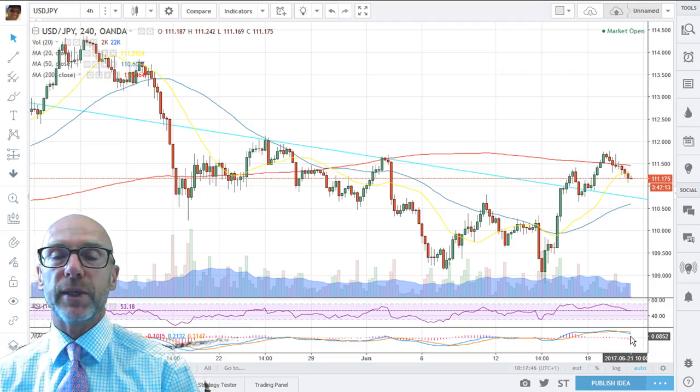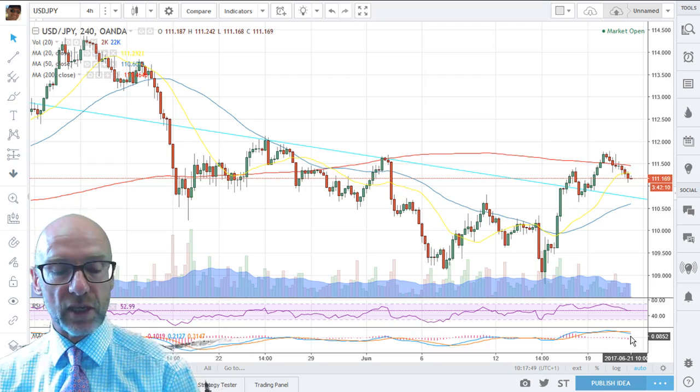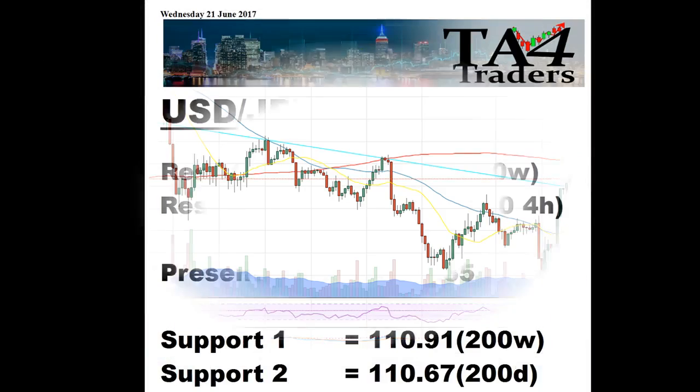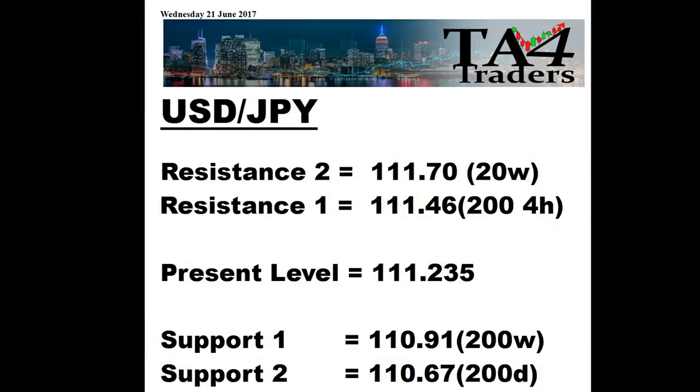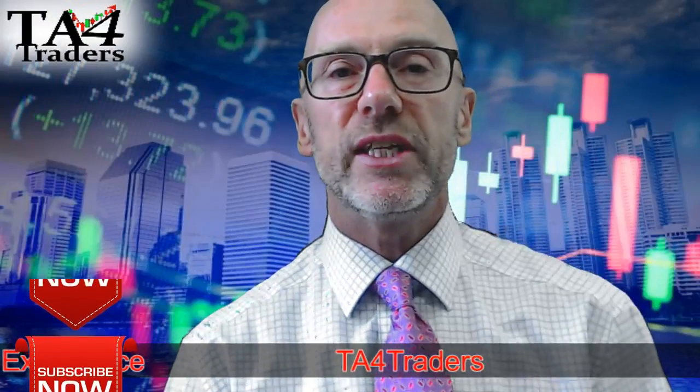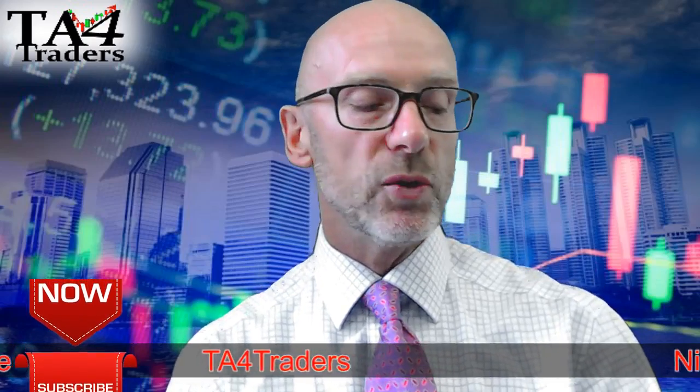So definitely mixed pictures coming through from the dailies and the other charts. On the support and resistance levels, resistance at the 204-hour, 111.46, then the 20-week moving average, 111.7, with immediate support at 110.91, that's the 200-week, and second support 110.67, which is the 200-day. So that's been TA for Traders, having a look at the US dollar against the Japanese yen.